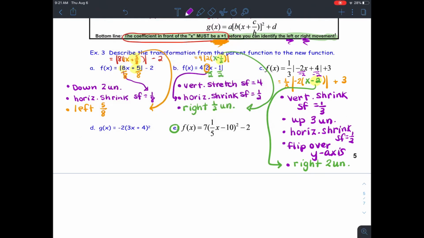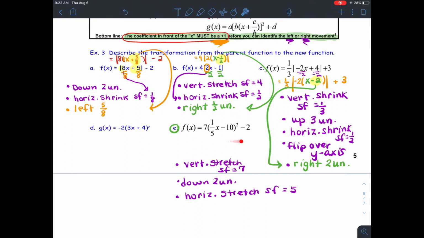Okay, let's try example E as our last one here. Example E. I'm doing all the outside stuff first. So the 7 would be a vertical stretch factor of 7. The -2 would be down 2 units. The 1/5 on the inside would be a horizontal stretch factor of 5.